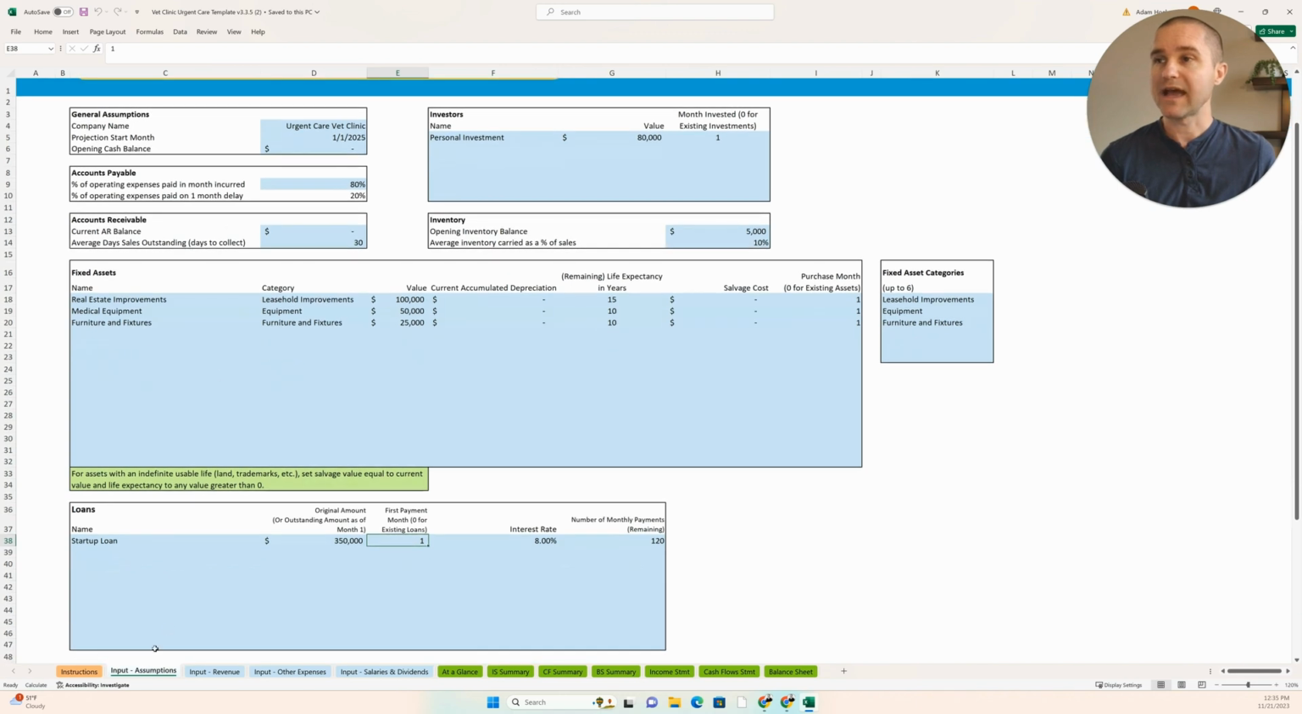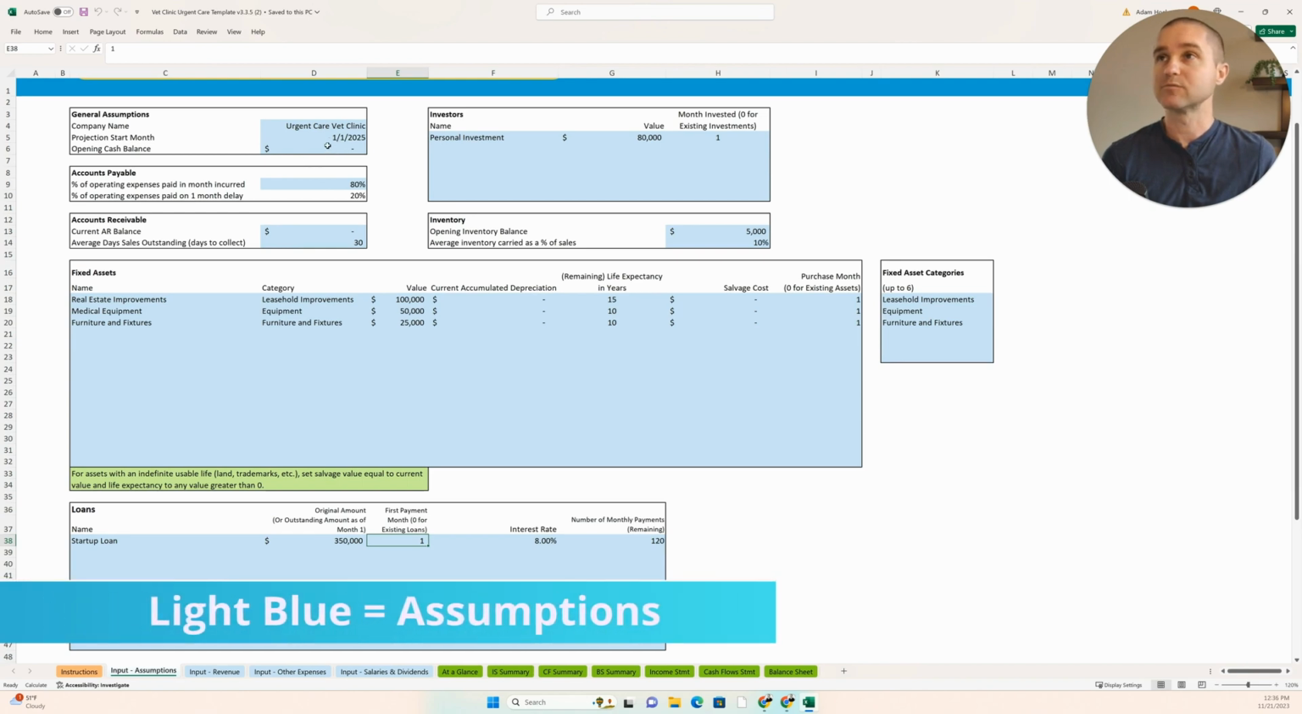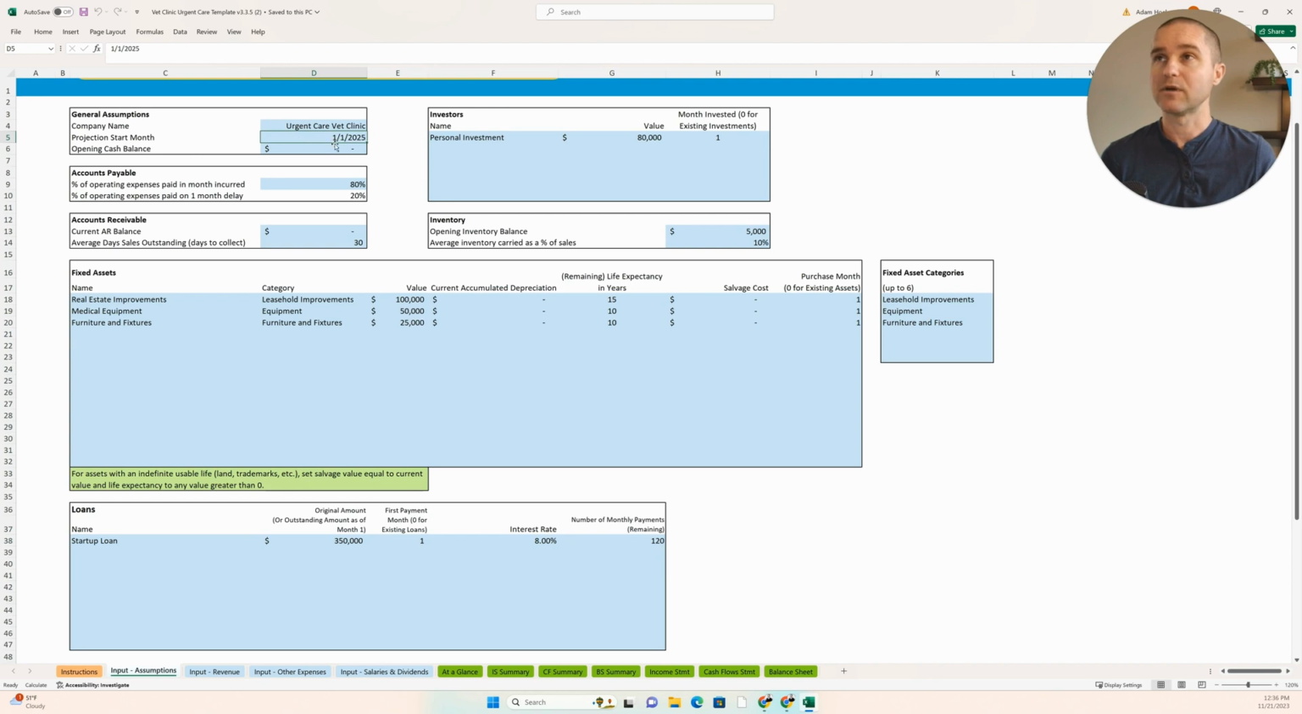So let's take a look at our input assumptions tab here. The first thing you need to know is that every cell that's highlighted in blue is an assumption that you can change without breaking anything in the model. We're going to start our projections on January 1st, and we're going to assume an opening cash balance of 0. We're assuming this is a brand new startup. And so we're going to invest $80,000 into the business to help it get started, and we're going to do that in month 1. So this investment and the loan that we're going to get and the other startup costs are all going to happen in month 1, kind of at the beginning of the model. And then we'll project our operations from there.